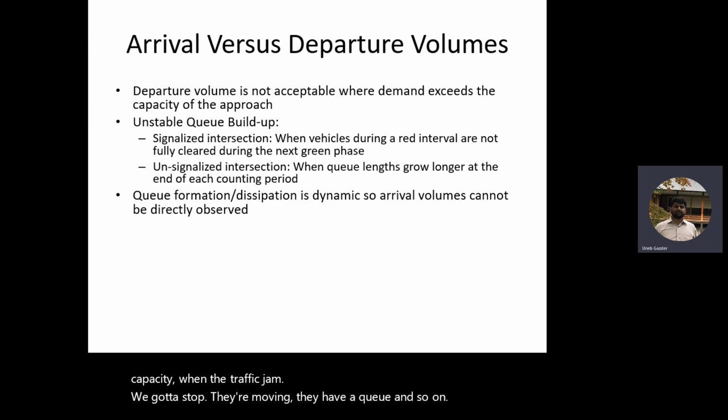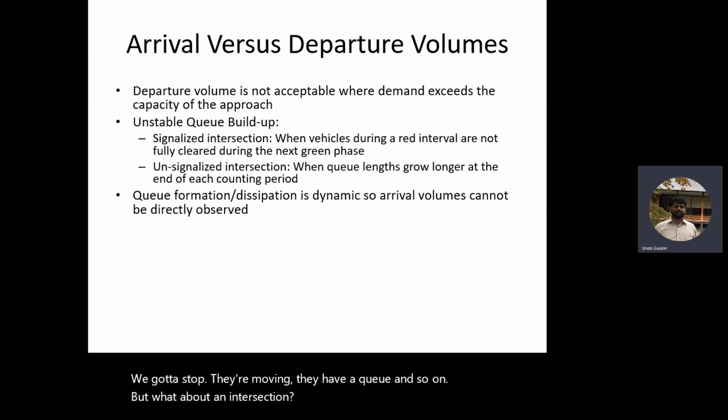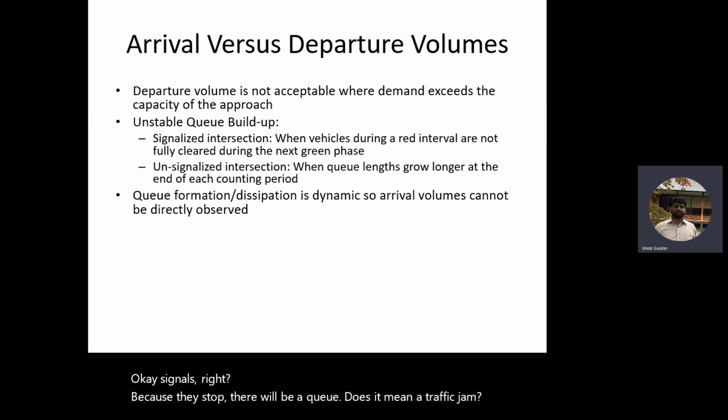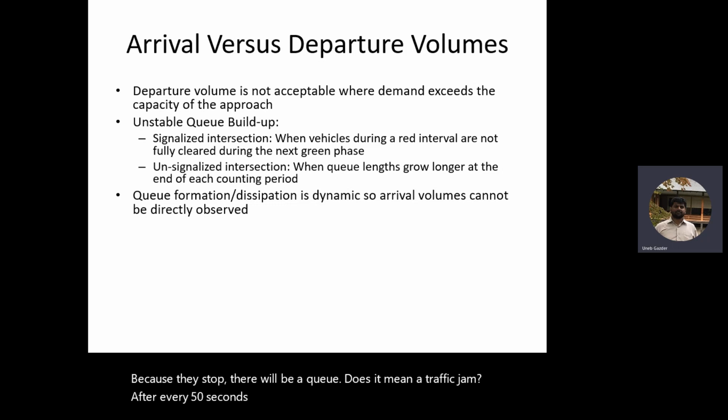But what about an intersection? After every few seconds, there will be a queue because vehicles are coming from the other direction. Okay. Signal is red, vehicles will stop. There will be a queue. Does it mean a traffic jam? After every 50 seconds, there is a traffic jam. No. So first problem is, how do I know there is a traffic jam?